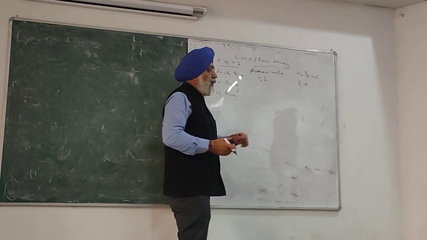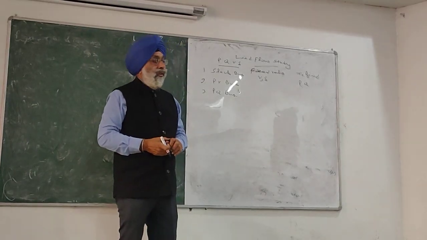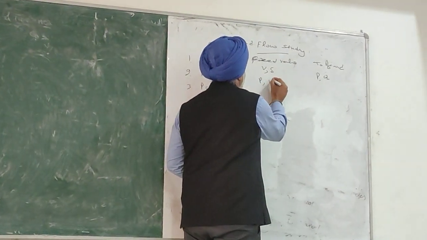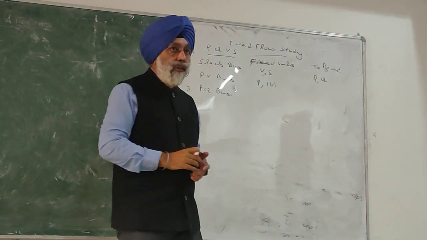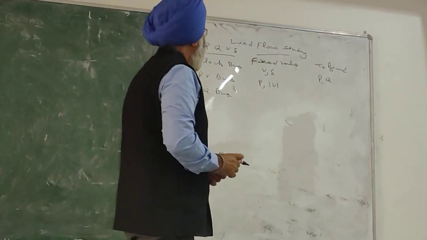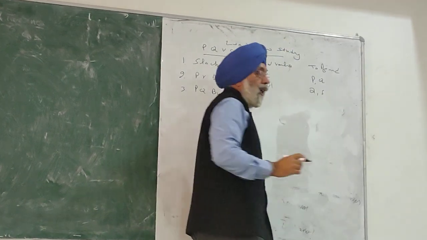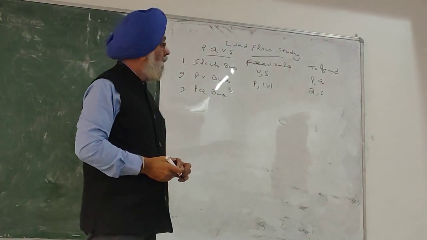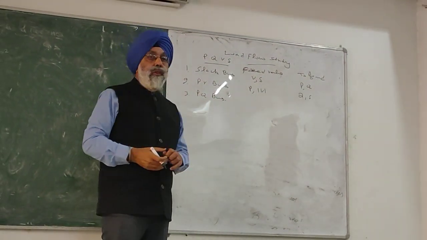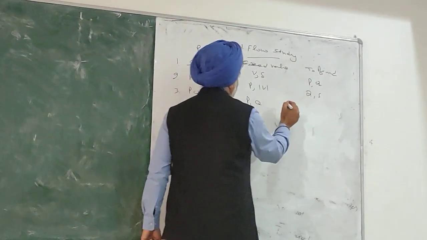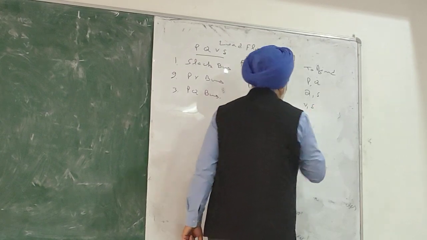The other bus is the PV bus. At the PV bus, P and magnitude of voltage are fixed, and we have to find Q and delta. Similarly for the PQ bus, P and Q are fixed, and we have to find V and delta.